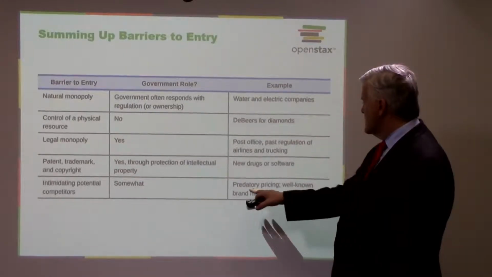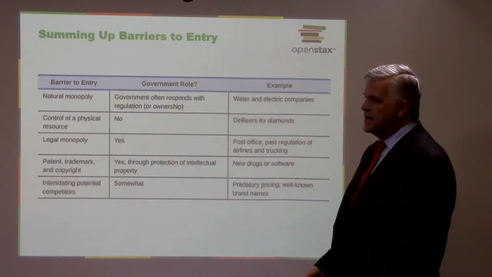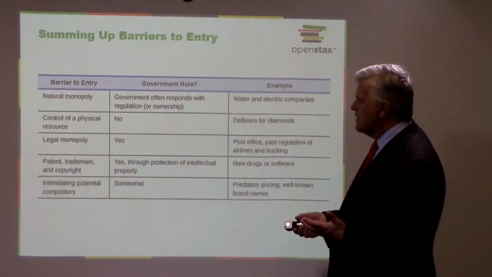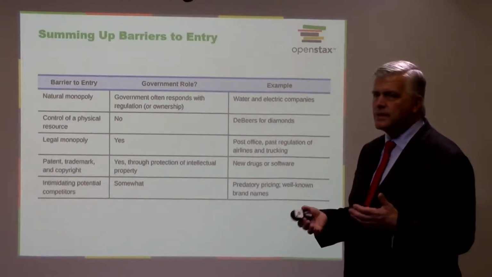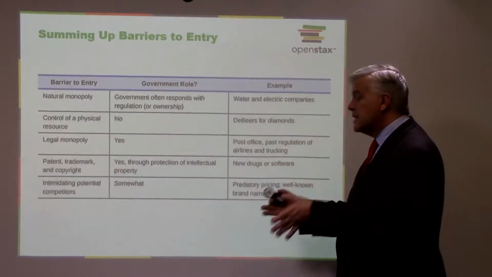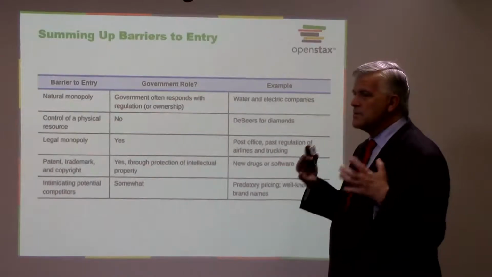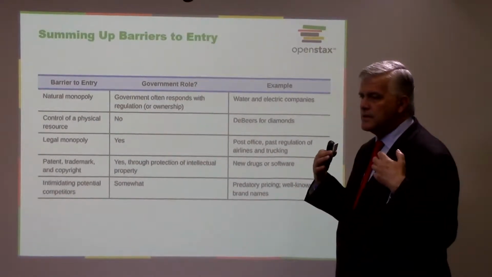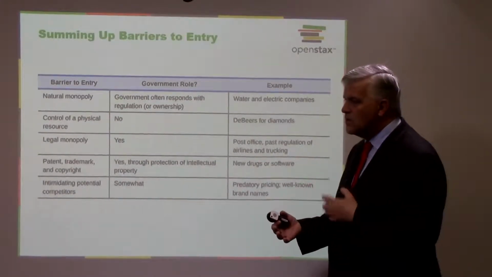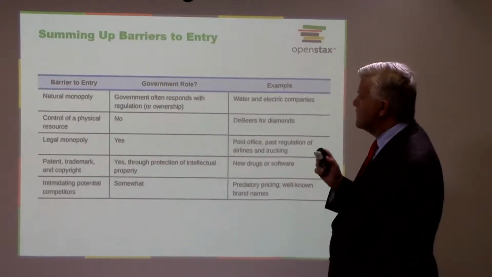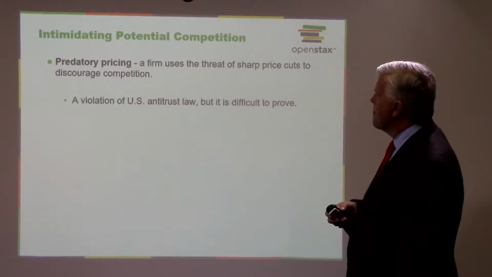And the examples of these are predatory pricing and well-known brand names. Well-known brand names, that's kind of a little difficult because that doesn't sound like you're doing anything to really overtly intimidate the competition, but it can be intimidating because some brand names are so strong and they garner such strong brand loyalty for the consumer that it may be difficult to overcome if you're a potential competitor, right?